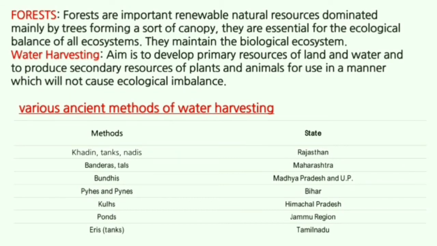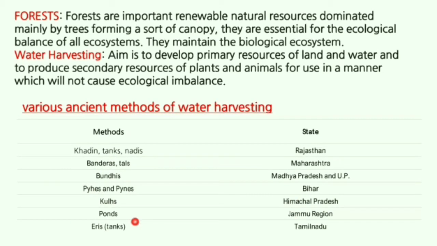Various ancient methods of water harvesting. Methods like kuls, tanks and nadis from the state of Rajasthan, bandharas and tals from the state of Maharashtra, bundhis from the states of Madhya Pradesh and Uttar Pradesh, ahars and pynes from the state of Bihar, kuhls from the state of Himachal Pradesh, ponds from the Jammu region, and eris and tanks from Tamil Nadu.